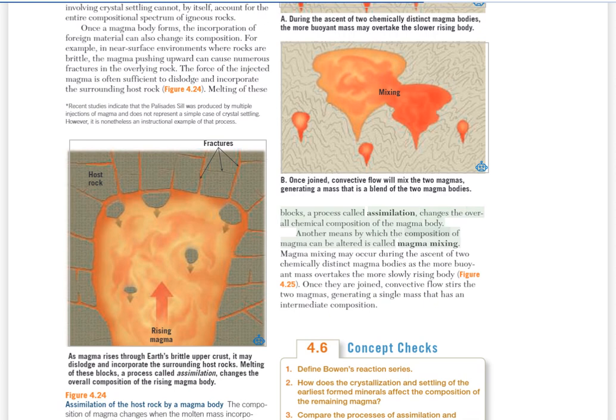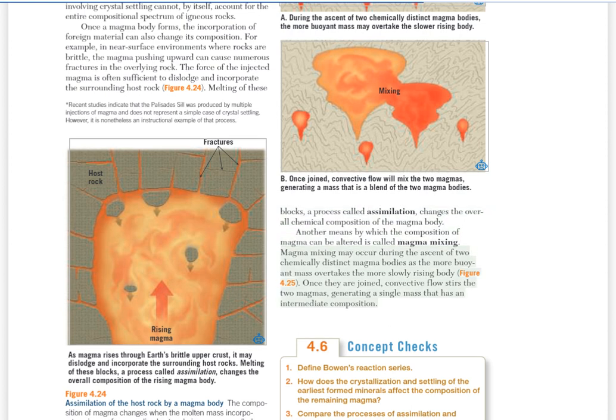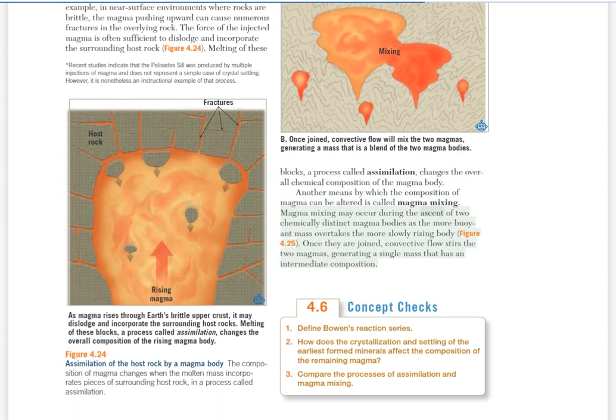Another means by which the composition of magma can be altered is called magma mixing. Magma mixing may occur during the ascent of two chemically distinct magma bodies as the more buoyant mass overtakes the more slowly rising body. Once they are joined, convective flow stirs the two magmas, generating a single mass that has an intermediate composition.